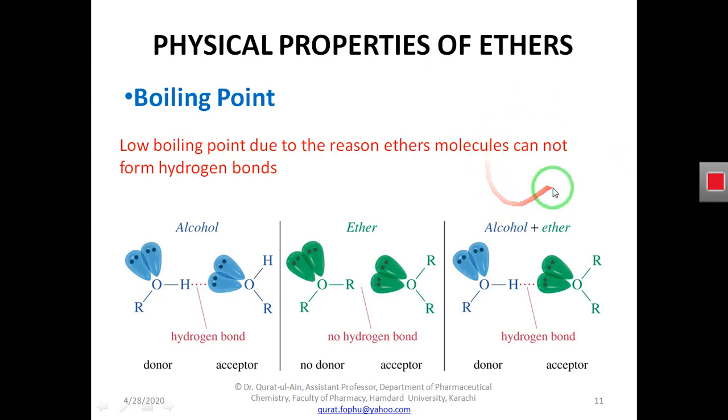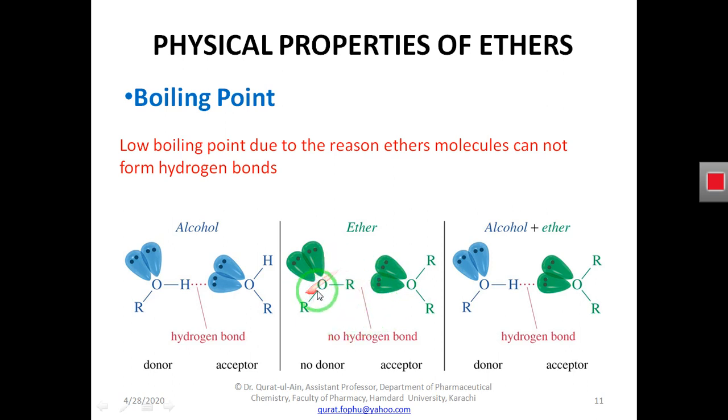Ethers have low boiling point due to the reason that ether molecules cannot form hydrogen bonds. But the question is, why can ether molecules not form hydrogen bonds? Because the ether molecules do not have strongly polarized oxygen and hydrogen atoms, as in the case of alcohol, which has strongly polarized oxygen and hydrogen atoms. But ether molecules do not, so they cannot form hydrogen bonds with each other.